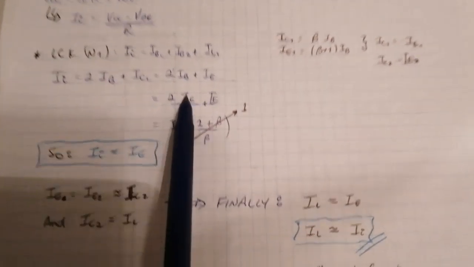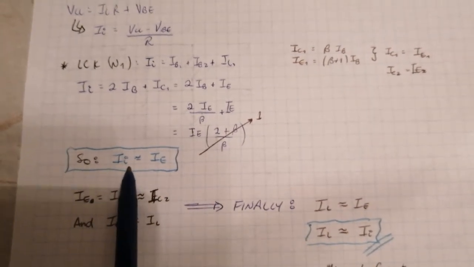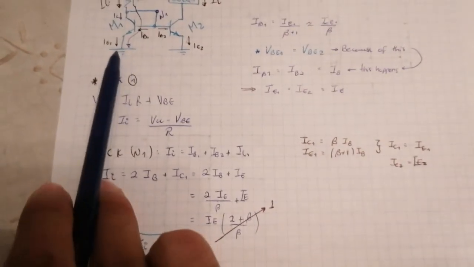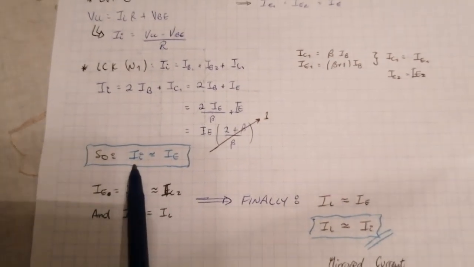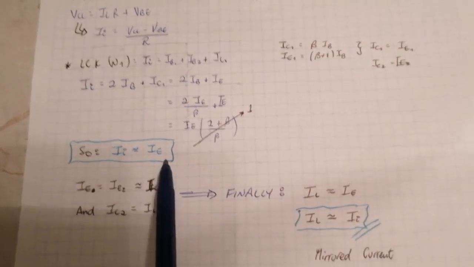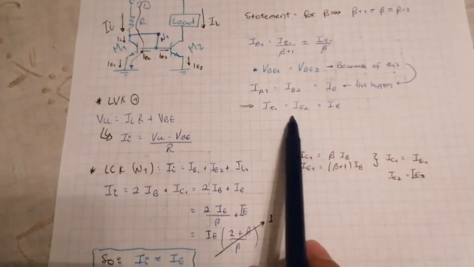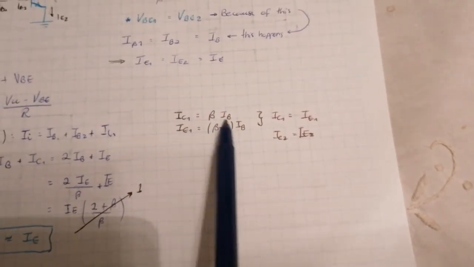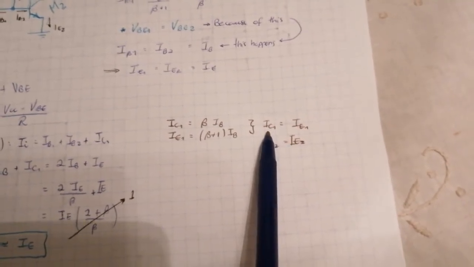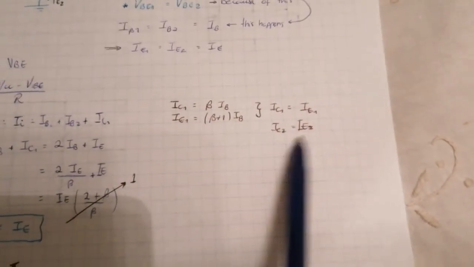And doing some mathematics, we have that the emitter current, the one going out of the transistor, is approximately the same as the entrance current. And as we said before, the emitter 1 current is the same as the emitter 2 current. So if we have beta really big, the collector current for both of them is going to be equal, and also the emitter current.